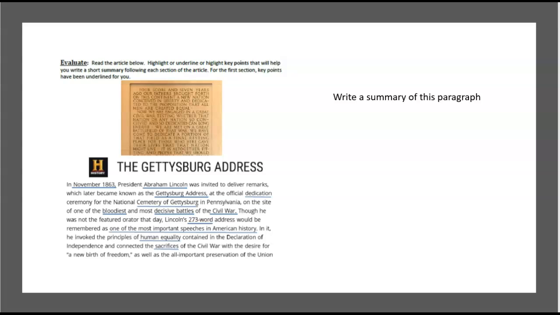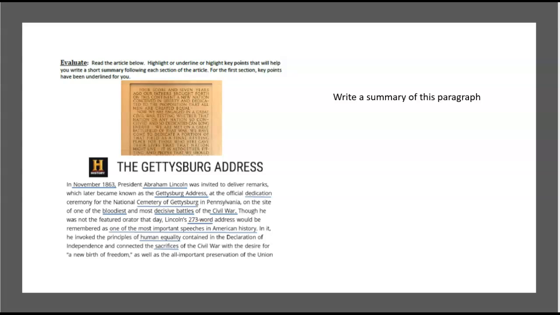Here we go, the Gettysburg Address. In November of 1863, President Abraham Lincoln was invited to deliver remarks which later became known as the Gettysburg Address at the official dedication ceremony for the National Cemetery of Gettysburg in Pennsylvania, on the site of one of the bloodiest and most decisive battles of the Civil War. Though he was not the featured orator that day, Lincoln's 273-word address would be remembered as one of the most important speeches in American history.